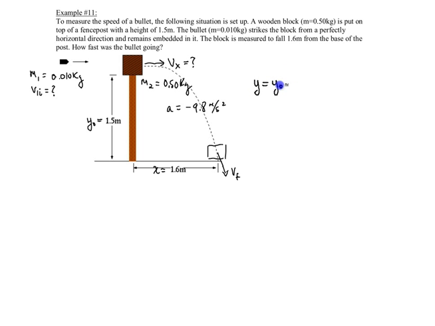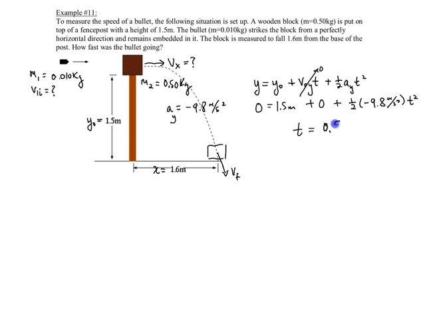Use y equals y0 plus v0y t plus 1/2 ay t squared, and that acceleration in the vertical direction is negative 9.8. Now your final y, when it gets down to the ground, is 0. Your initial y is 1.5 meters. Hopefully you realize that this is going to leave horizontally, so therefore the initial vertical velocity is 0. So plus 0 plus 1/2 times negative 9.8 meters per second squared times t squared, and go ahead and solve for t, and I get 0.553 seconds.